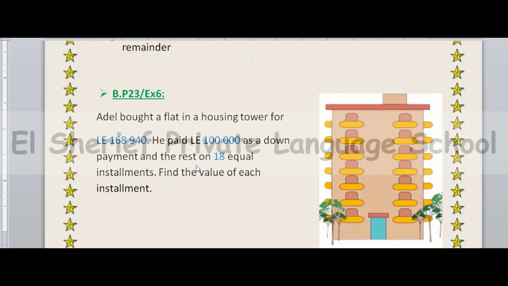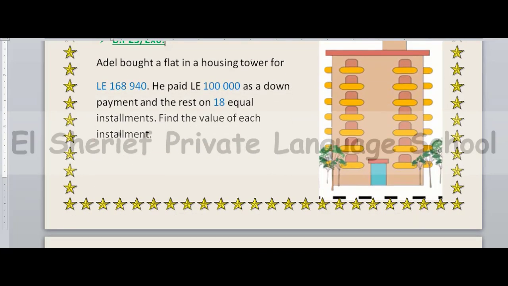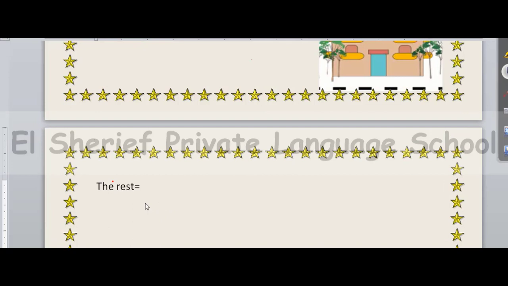As the down payment and the rest on 18 equal instalments. 18 equal instalments هيدفع الباقي على ايه؟ على حدود 18 months. تمام؟ Find the value of each instalment. Instalment معناها ايه؟ اقساط. تمام؟ Find the value of each instalment. يلا نبتدي. أول حاجة أنا عايزة أعرفها the rest. ايه اللي بقى ان هو يدفعه ويعوز يدفعه على 18 months مثلا. يبقى عايز اعرف الريست بتاعي قد ايه.